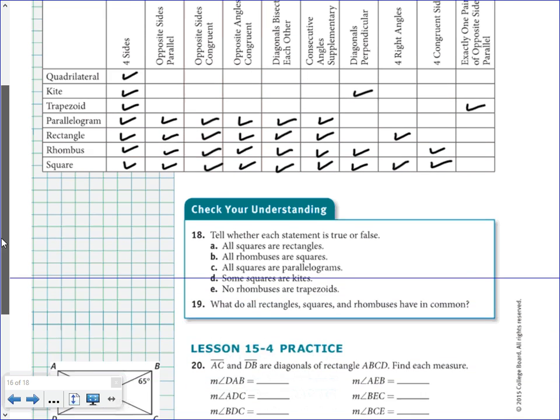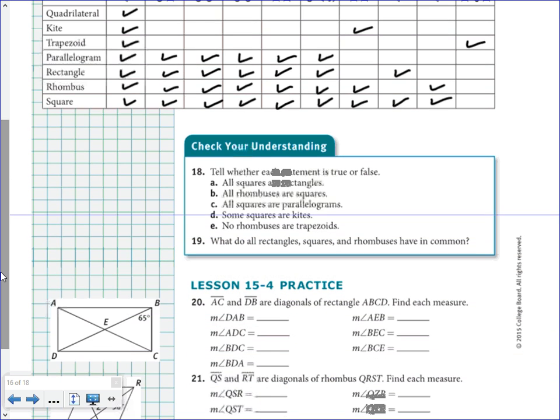Now let's look at number 18. Tell whether each statement is true or false. All squares are rectangles. That's true. All rhombuses are squares. That is false.